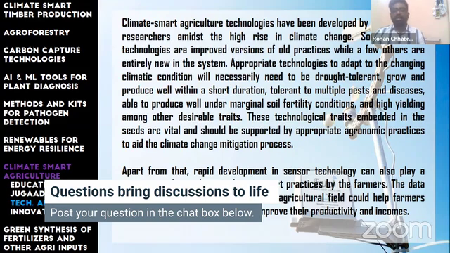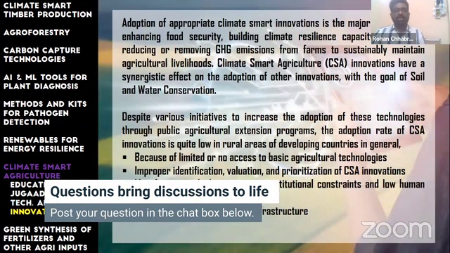These technological traits embedded in the seeds are vital and should be supported by appropriate agronomic practices to aid the climate change mitigation process. Apart from that, rapid development in sensor technology could also play an important role in adopting climate smart agriculture practices by the farmers. The data collected through various sensors in the agriculture field could help farmers make appropriate decisions to improve their productivity and incomes. And finally, the innovations in the climate smart agriculture area.